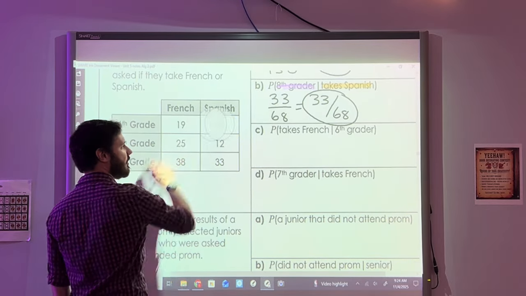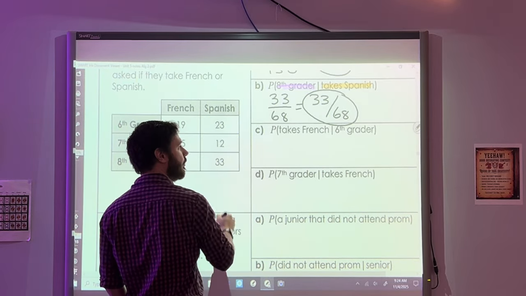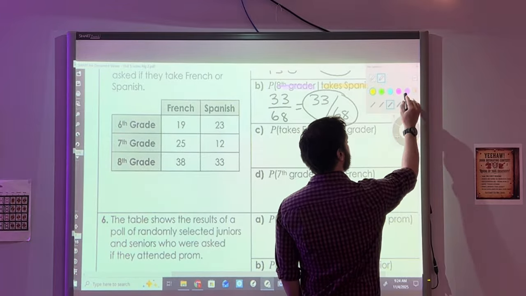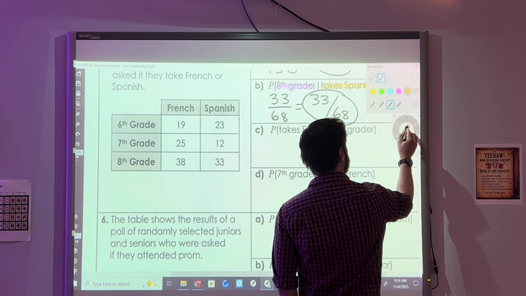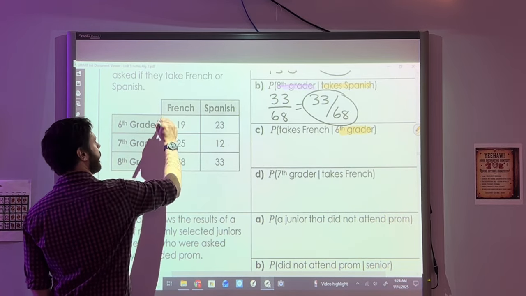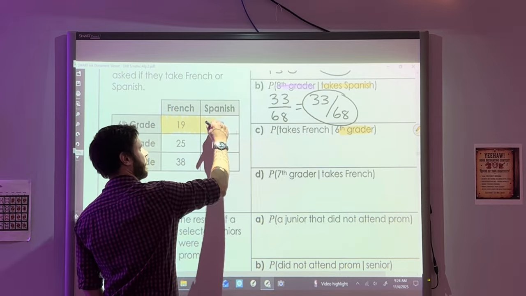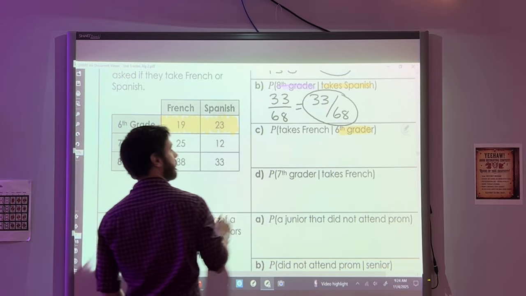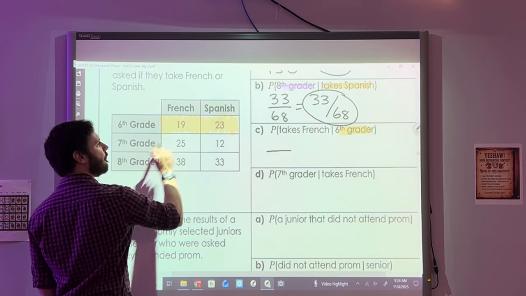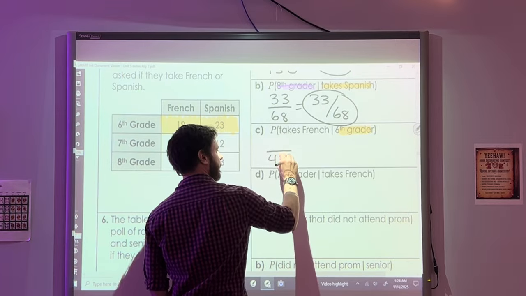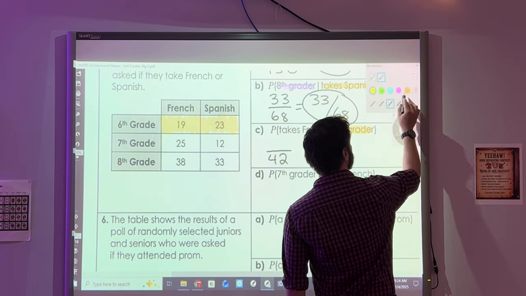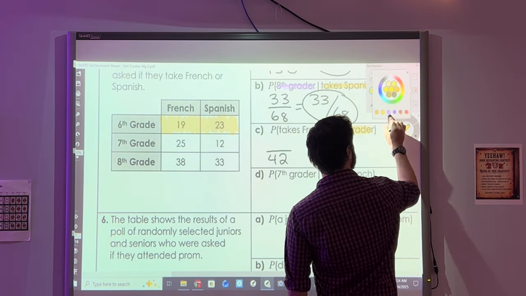Okay, we can follow the same type of pattern if the highlighting is working for you. Probability that they take French, given that they are a 6th grader. Given 6th grade, how many 6th grades do we have? Given as my denominator, I have 42 6th graders represented here. Now, how many take French? Where are my French kids? So 6th grade that take French, that's where my double overlap is, 19, and also that does not reduce.